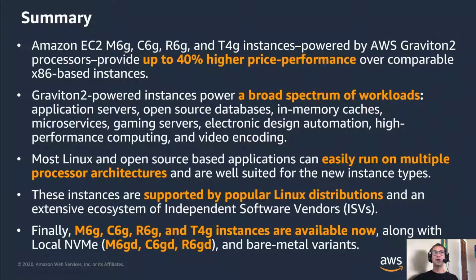Overall, the Amazon EC2 M6g, C6g, R6g, and T4g instances that are all powered by AWS Graviton2 processors provide you with up to 40% better price performance compared to their x86-based instances, the comparable ones I mean. They can support a pretty broad spectrum of workloads, from application servers to databases or in-memory caches. And most of the Linux distributions and the open source frameworks are supported on those instances. Finally, all of them are also available with local NVMe disks for your IO-intensive applications.